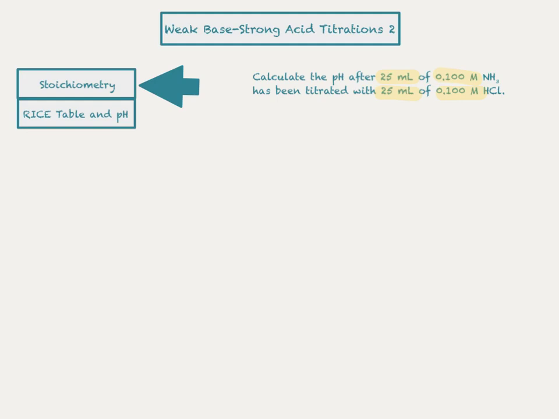Okay, so the first thing I want to do is set up my ICE table where we'll put all of the moles for each chemical, and I will write the reaction. So we'll have our weak base, ammonia, plus our strong acid, which I will abbreviate as H+, so that we can have a net ionic equation to make our ammonium ion.